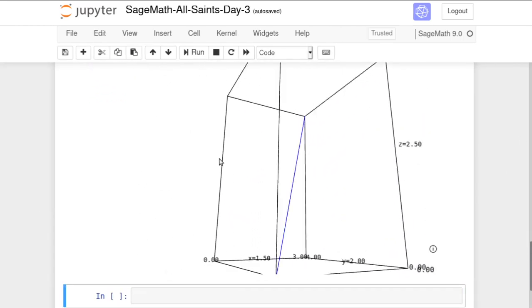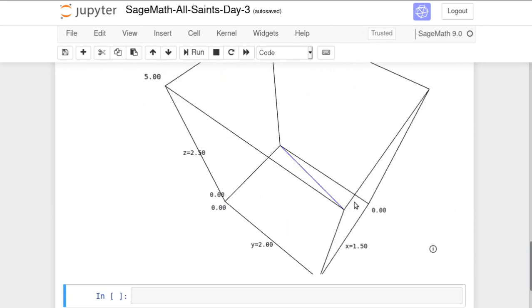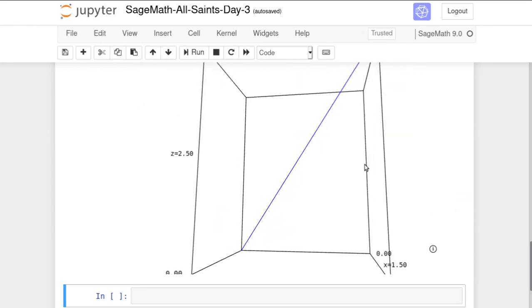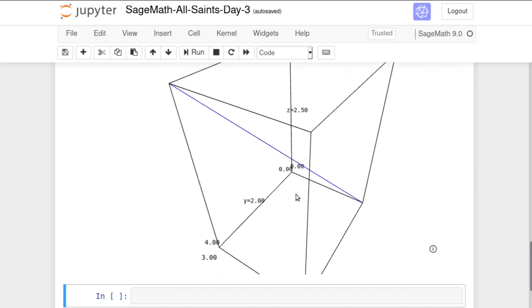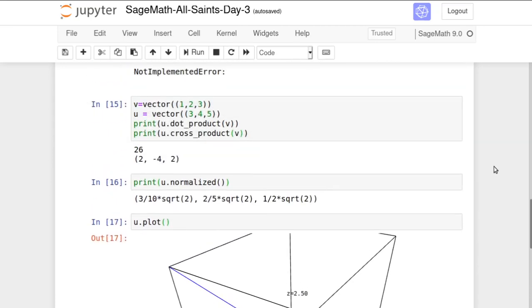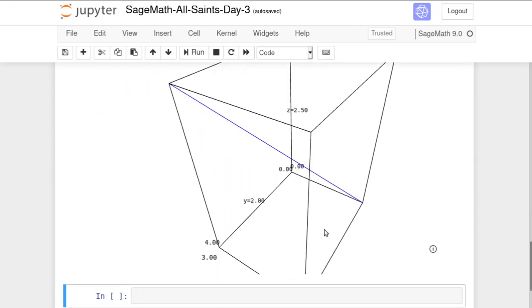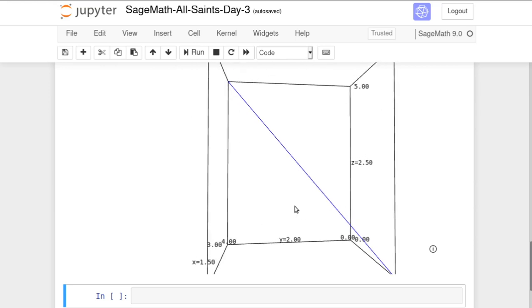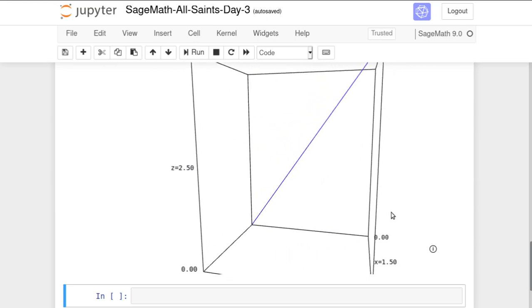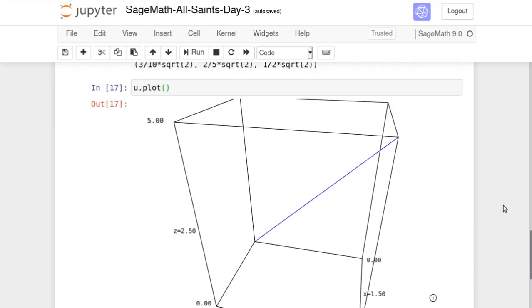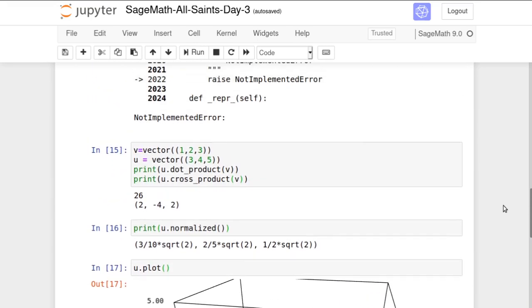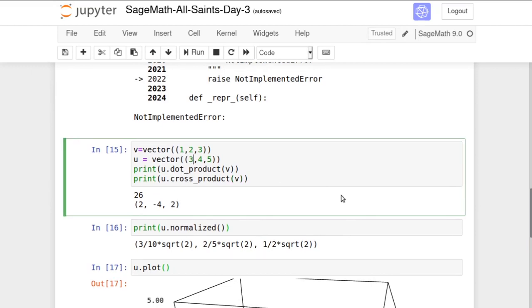Now you can see that the vector is plotted here, but of course there is no arrow mark. What was the vector u? We have 1 2 3. Is it going to 1 2 3? It is going to which direction? What is the vector that we plotted? U is equal to, sorry, 3 4 5, not 1 2 3. U is equal to 3 4 5.